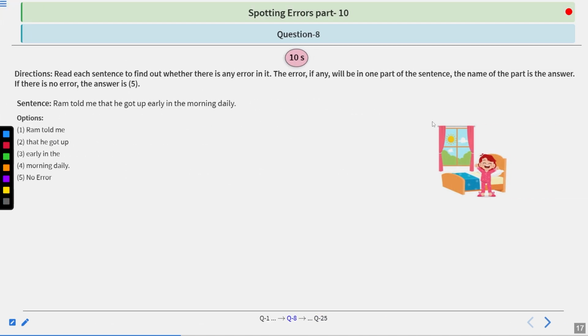Ram told me that he got up early in the morning daily. Options are given below. You have 10 seconds to spot the error.